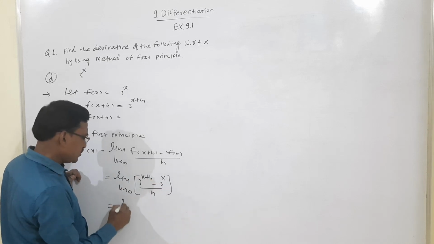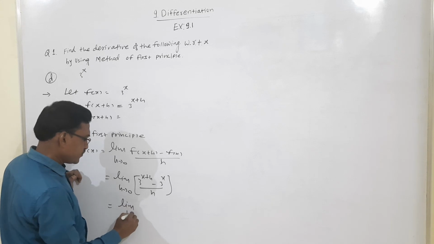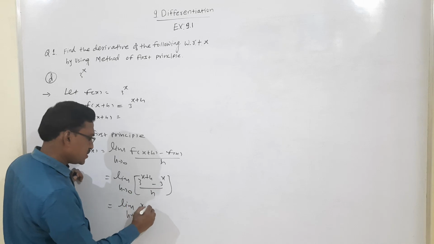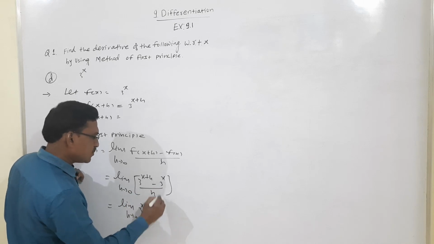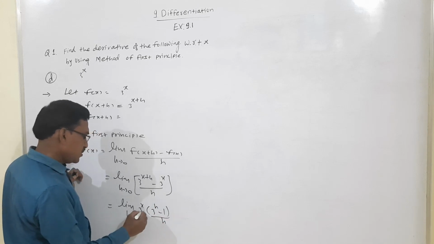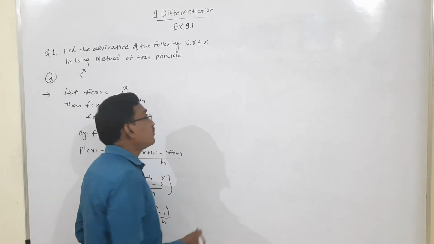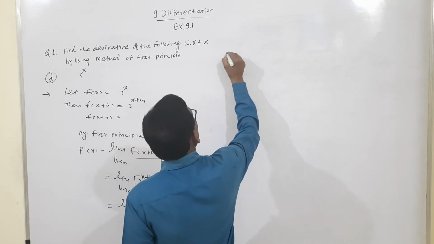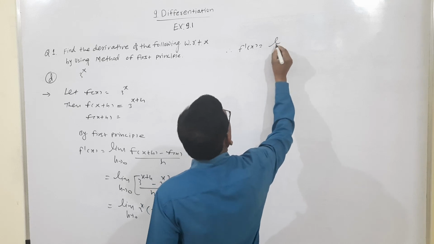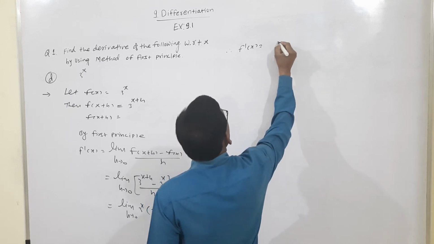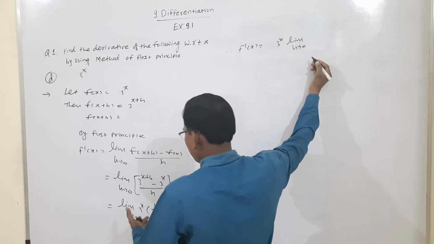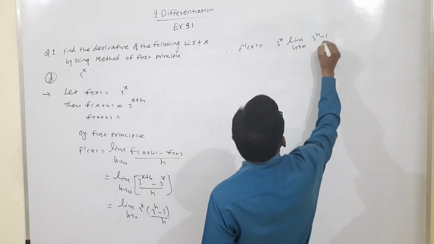Again we take common 3 raised to x here. When we take common 3 raised to x, it remains 3 raised to h minus 1, whole divided by h. Now 3 raised to x is taken before this limit. So f dash x equals 3 raised to x into limit as h tends to 0 of (3 raised to h minus 1) upon h.